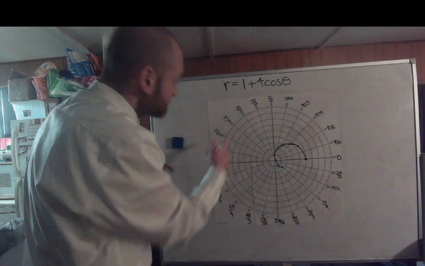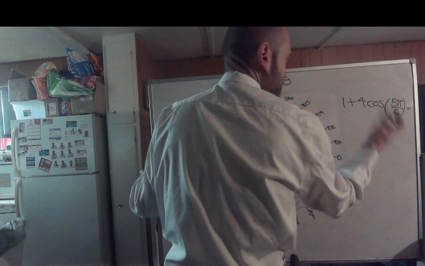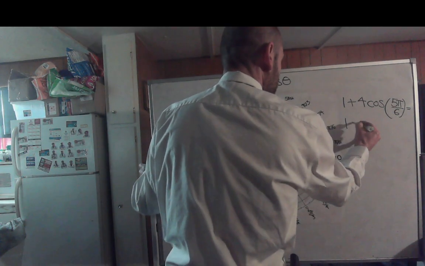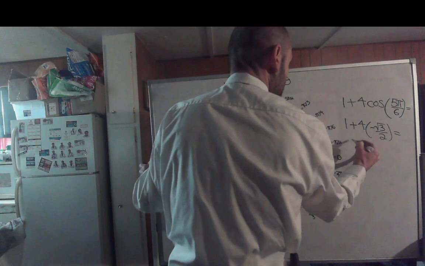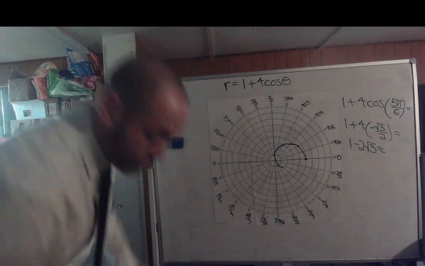What about next is 5 pi over 6. So we have 1 plus 4 times the cosine of 5 pi over 6. Well, cosine is going to be negative since we're in the second quadrant. Cosine of pi over 6 is normally square root of 3 over 2. I don't know why I was thinking of the sine. So 5 pi over 6 would be 1 plus 4 times negative square root of 3 over 2, which would be the same as 1 minus 2 times the square root of 3. Now we should be able to get a decimal approximation.